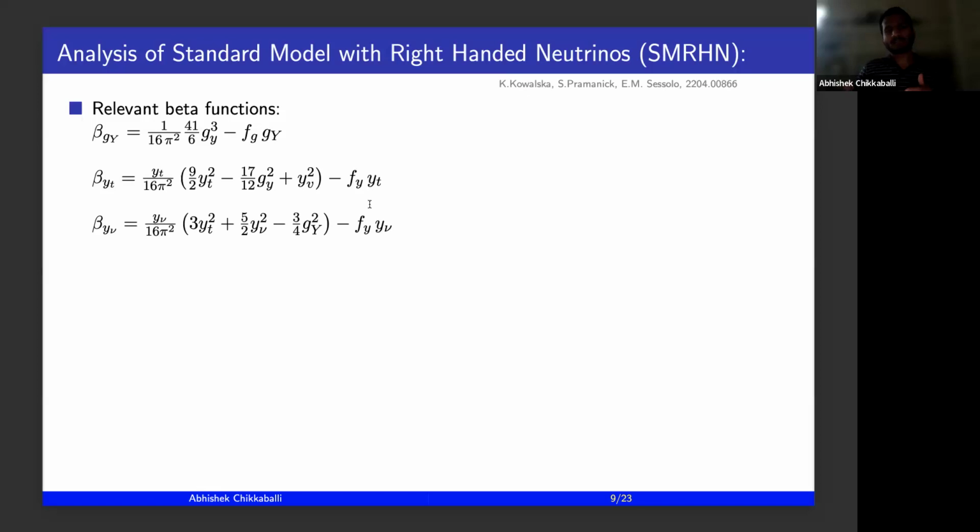Note that it is enough to restrict our analysis to just these three beta functions, because the values of other couplings remain very small for a large part of this renormalization scale. So their effects are quite negligible, and our conclusions do not change much if we include them.